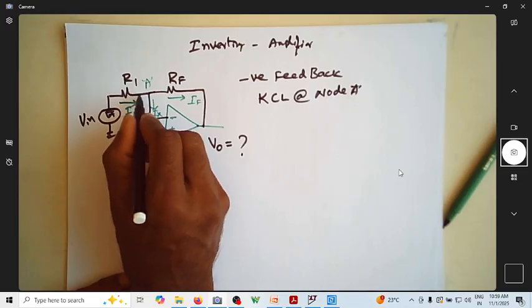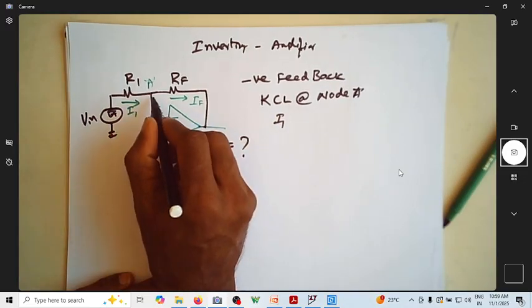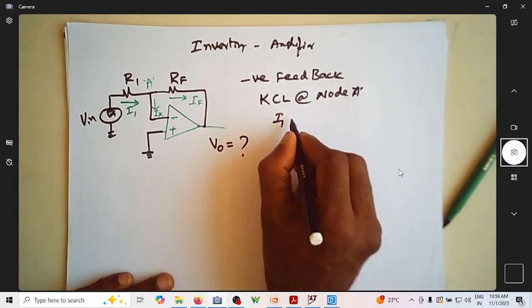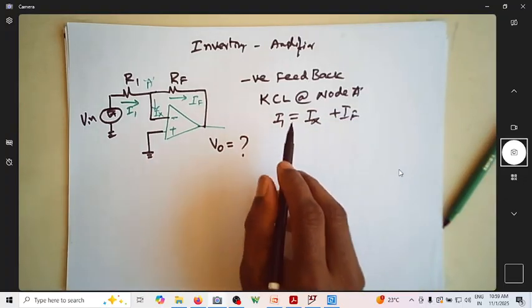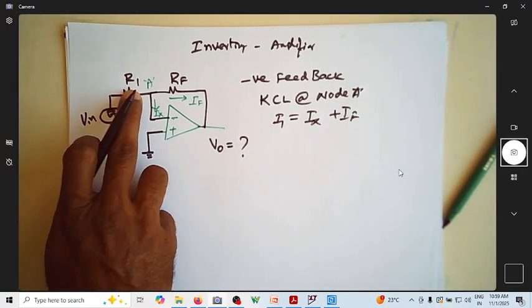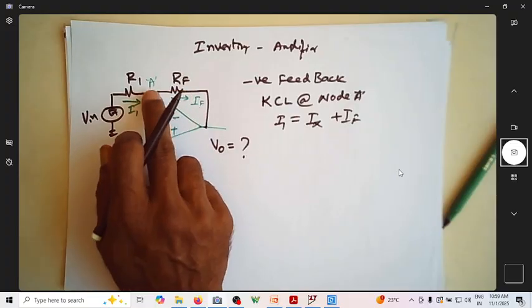What is the current entering the node? It is I1. These are the two currents which are leaving. I1 is nothing but IX plus IF. So this is a current entering, and these two are the currents leaving this node.